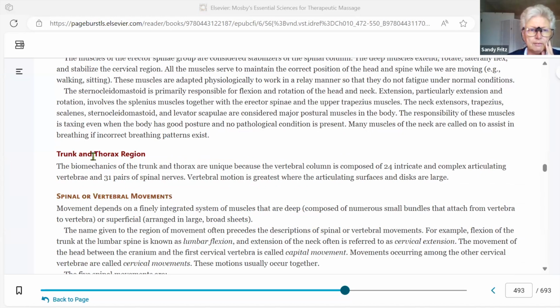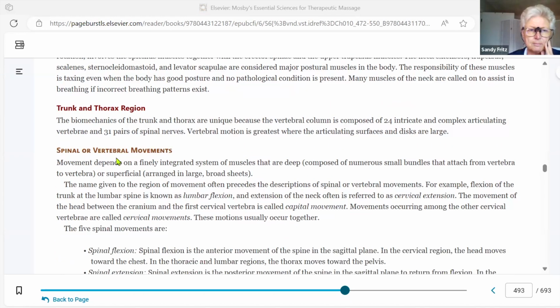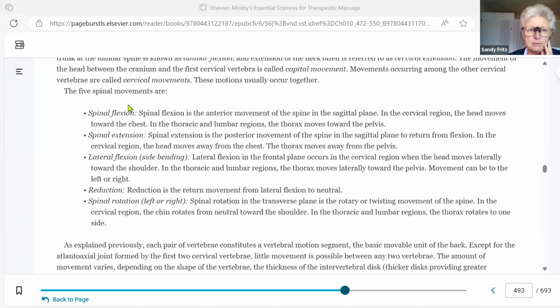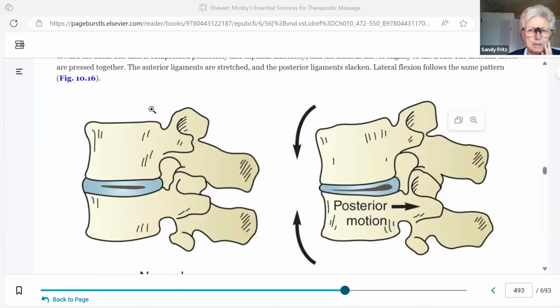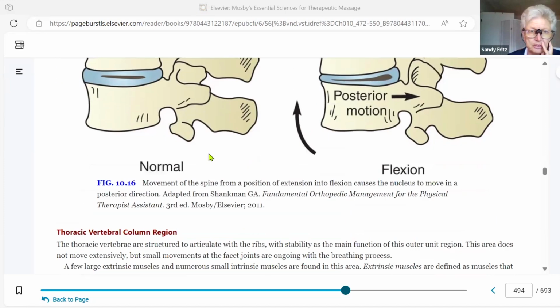So we have got the trunk and thorax, we've got the spinal or visceral movements. We've got some visuals here to help.